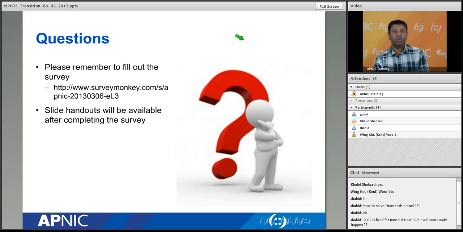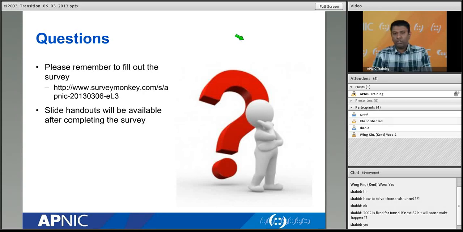Oh, there is a question: 2002 is fixed for the tunnel. If the next certificate is sent, what happens? Okay, the question is about 2002. Are you talking about the 6to4 tunnel, right? So, an automatic tunnel. 2002 is fixed, which is 16 bits for the tunnel. The next 32 bits will be the same? How will the next 32 bits be the same?